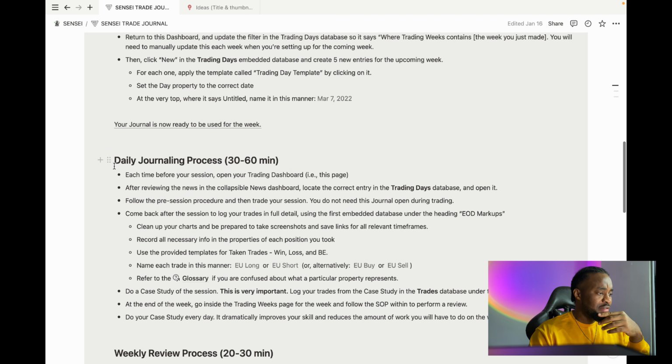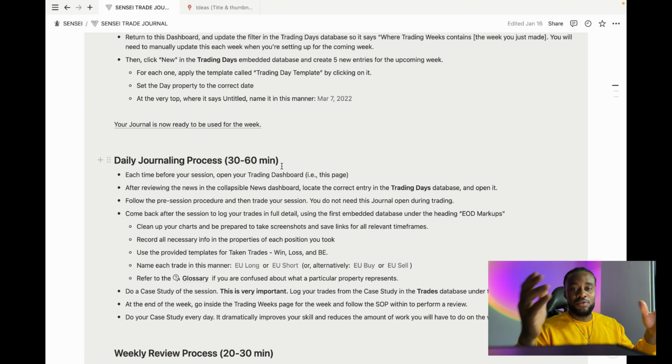And here we have the daily journal process, 30 to 60 minutes. Why is it 30 to 60 minutes? Because we have to go through the TradingView process, mark up those things, label them, take screenshots, move the screenshots to Notion, label the screenshots on Notion, stuff like that. So it takes 30 to 60 minutes.